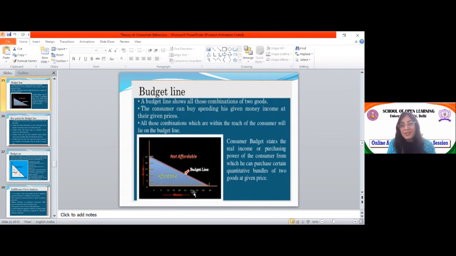Okay, and now the consumer budget states that the real income or purchasing power of the consumer from which he can purchase certain quantitative bundles of two goods. So here, ordinal approach we have to consider, and we are talking about two goods. So we are talking about apples and oranges altogether. Maybe we are spending our income on two goods, that is apples and oranges. So we are purchasing this much of apples and this much of oranges. So at a given price, we are trying to purchase all these combinations.